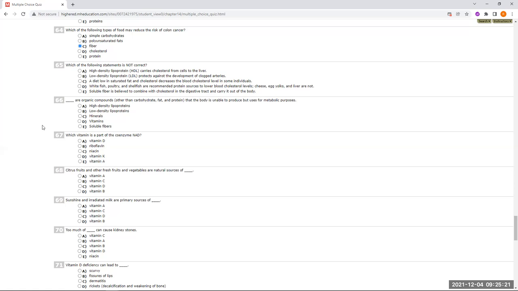Minerals. You mentioned minerals, yes, that is true. But let me see, organic compounds. Minerals, are they organic? Do they contain carbon, hydrogen, and oxygen? Depending on the mineral, no, they wouldn't. Because if you're looking at specific ones, they wouldn't necessarily contain carbon, hydrogen, and oxygen. So if you're looking at, let's say, sodium chloride, it doesn't contain carbon, hydrogen, and oxygen specifically.